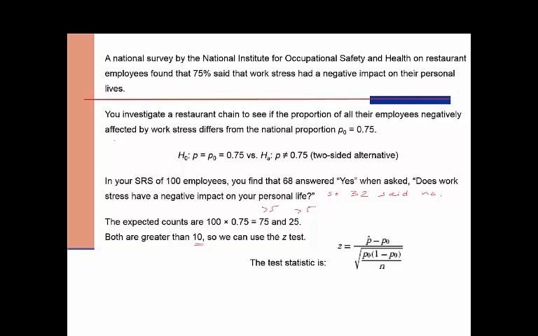And then you compute the z statistic. Okay, so p hat is equal to, you had 68 of them said yes, so 68 divided by how many employees? 100. So this is 0.68. Now you put in p hat of 0.68, p naught of 0.75, put in p naught times 1 minus p naught divided by n, square root of that, and you get the z stat.